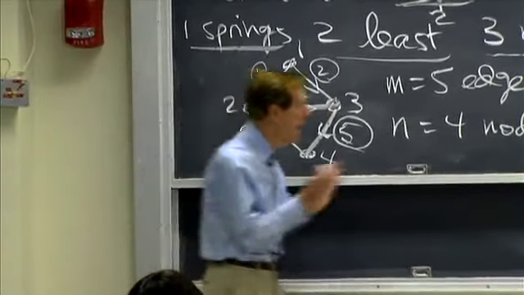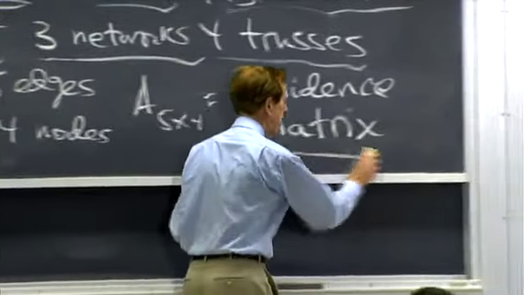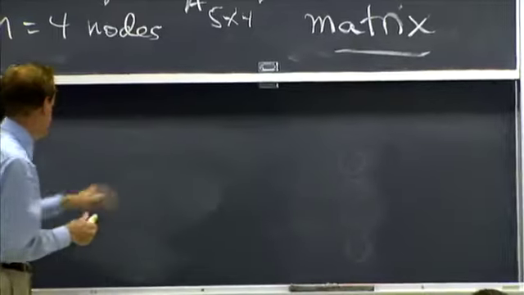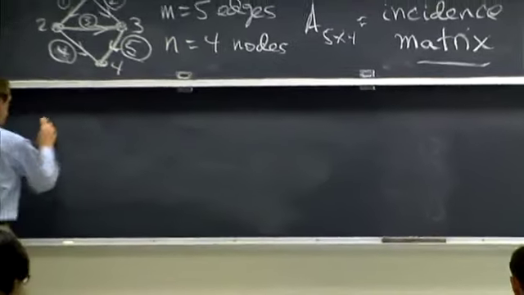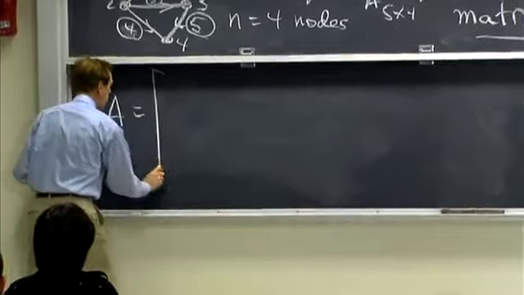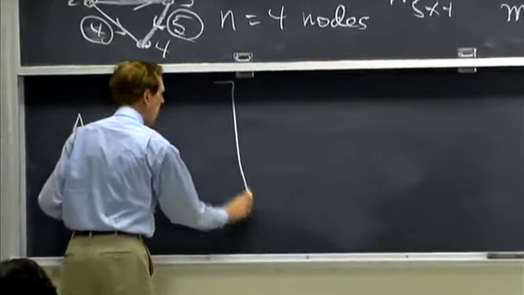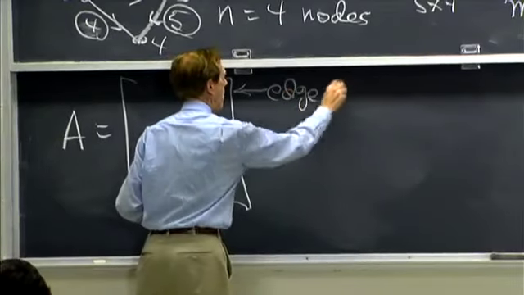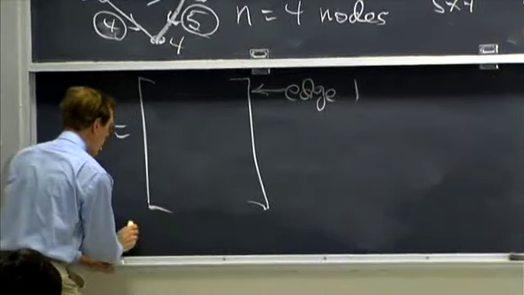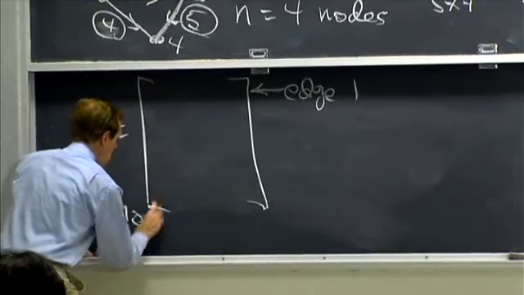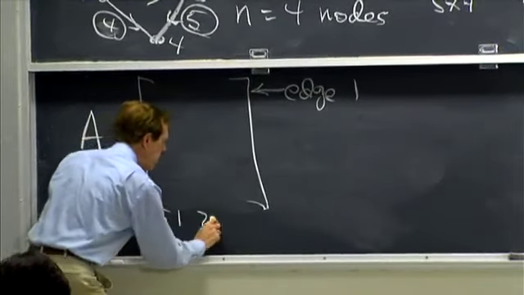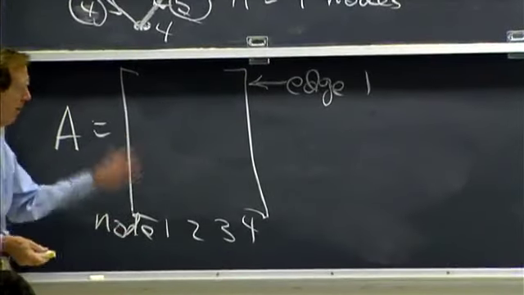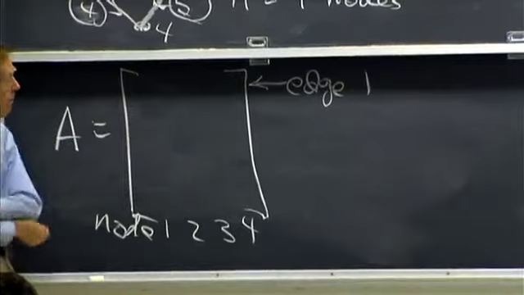Okay, so now let me tell you the incidence matrix. So everybody can get it right away. How do you create this incidence matrix? A, 5 by 4. So it's going to have 5 rows, 1 for every edge. So what's the row for edge 1? And it's got 4 columns, 1 for every node. So these are the nodes. Nodes 1, 2, 3, 4. So there's a column for every node and a row for every edge.